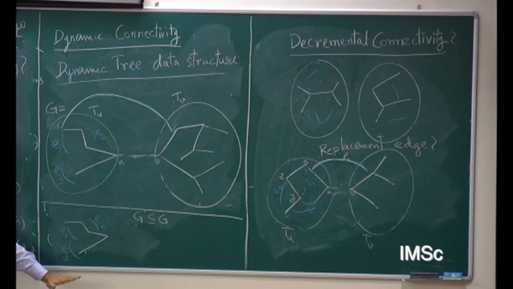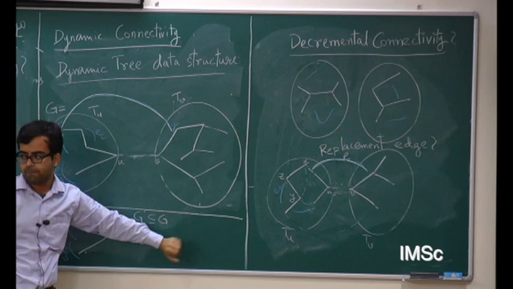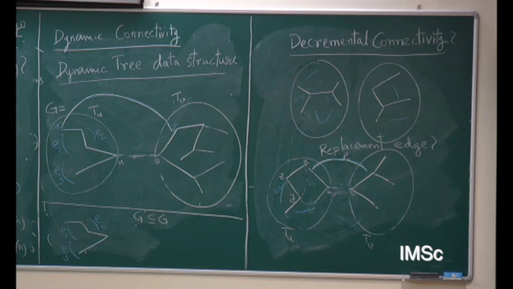The next update, how does the subgraph change? The next update comes from TV. You just do the same thing. You create a copy here. Suppose there are root n edges going between TU and TV, and now we delete one by one all the root n edges crossing TU and TV. How does this graph look after that?